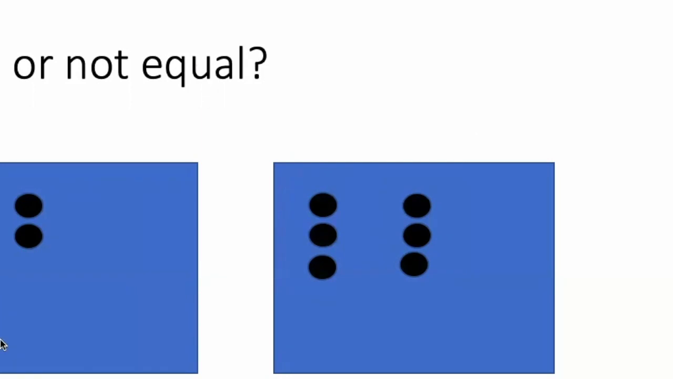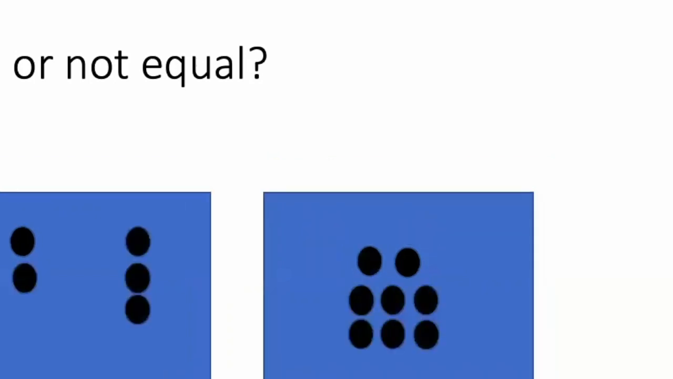Okay, in the first box we have 3 and add on 2, which is 5. And in the next box we have doubles, 3 and 3, which is 6. Are they equal or not equal? They are not equal. That is correct.